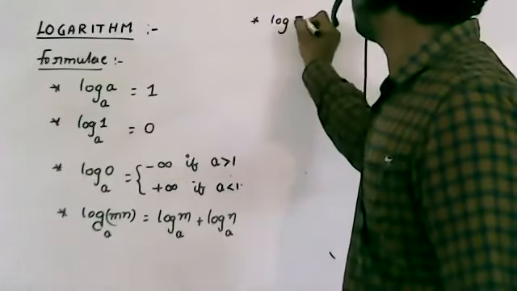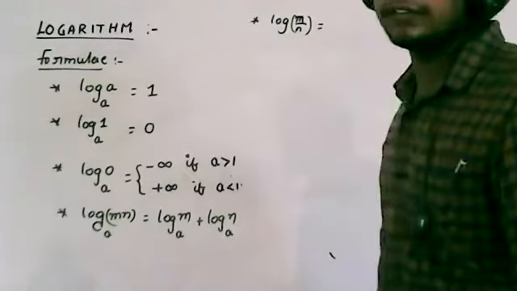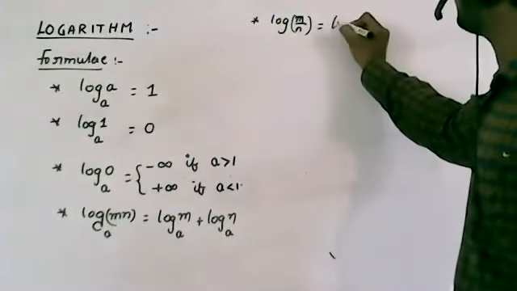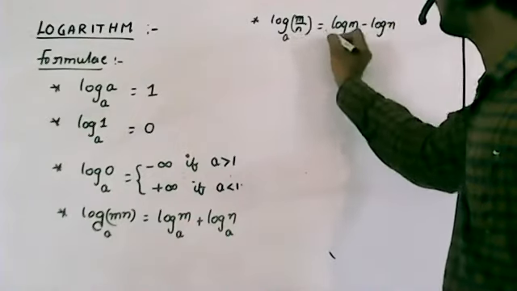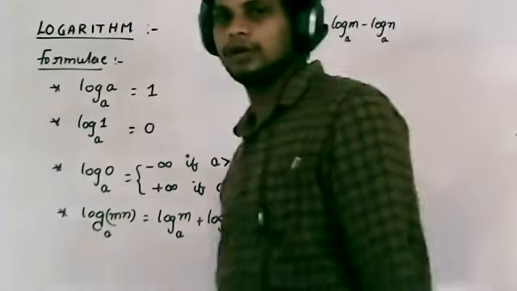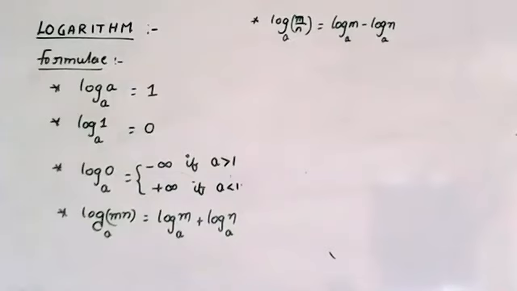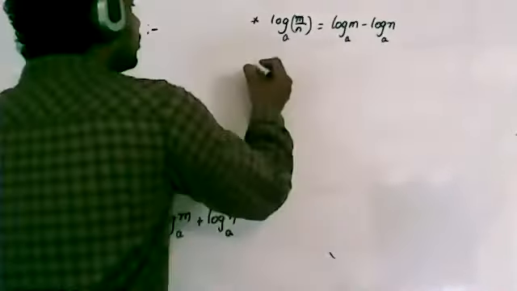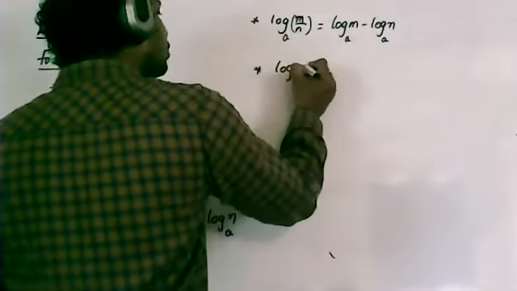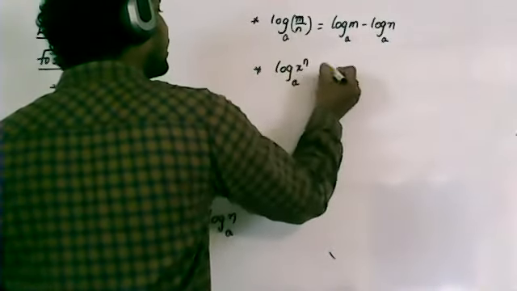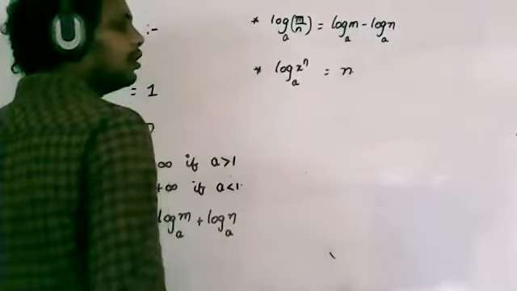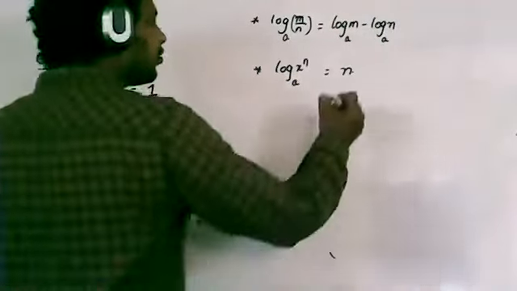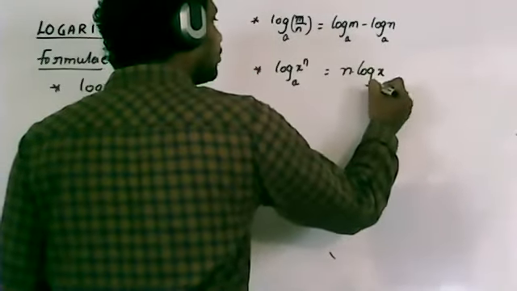Now the next formula is log m by n. The formula for log m by n is log m minus log n. So if I take this with base a, it is log m to the base a minus log n to the base a. Now, for example, log x to the power n to the base a: if there is a power, that power comes to the front as a coefficient, so this is n log x to the base a.